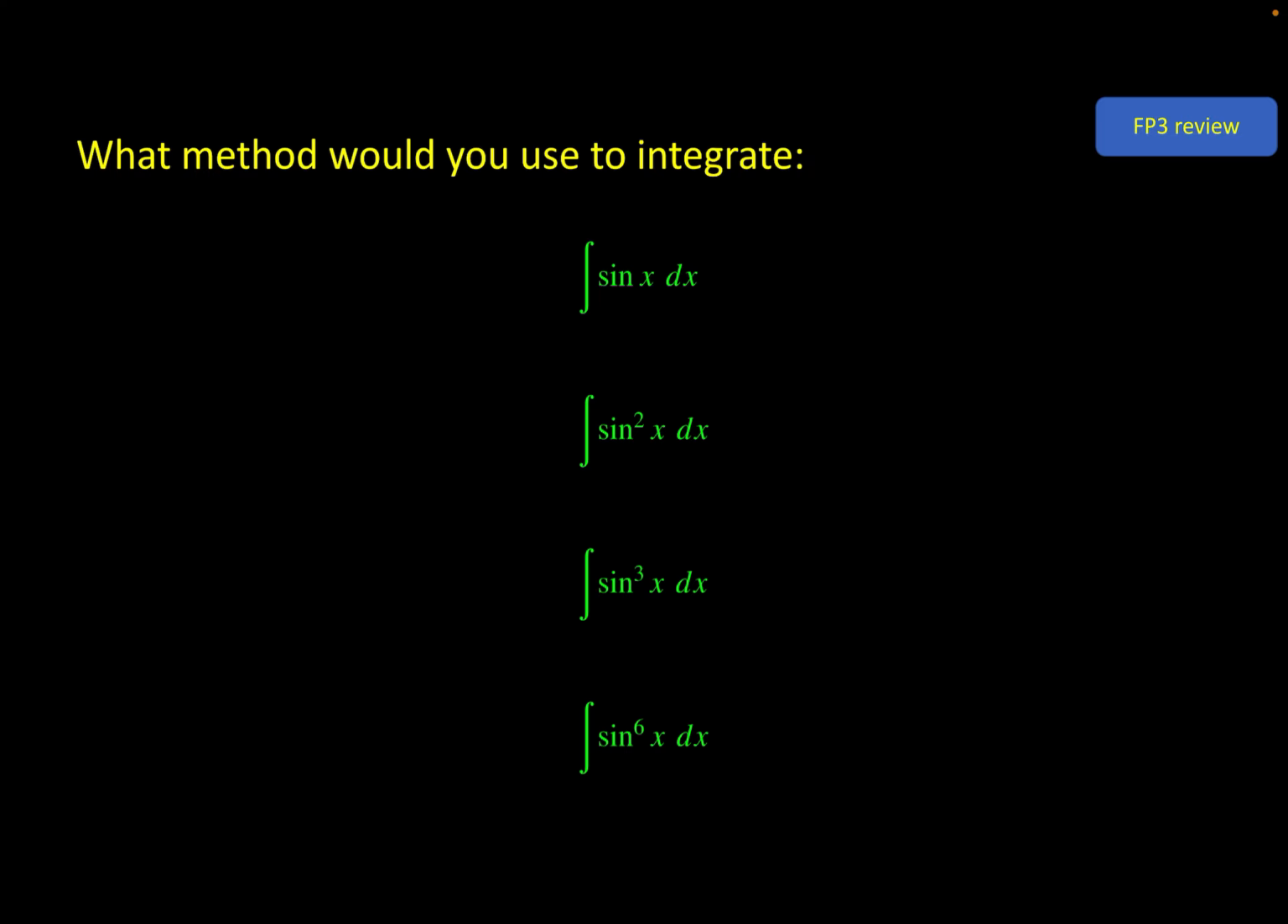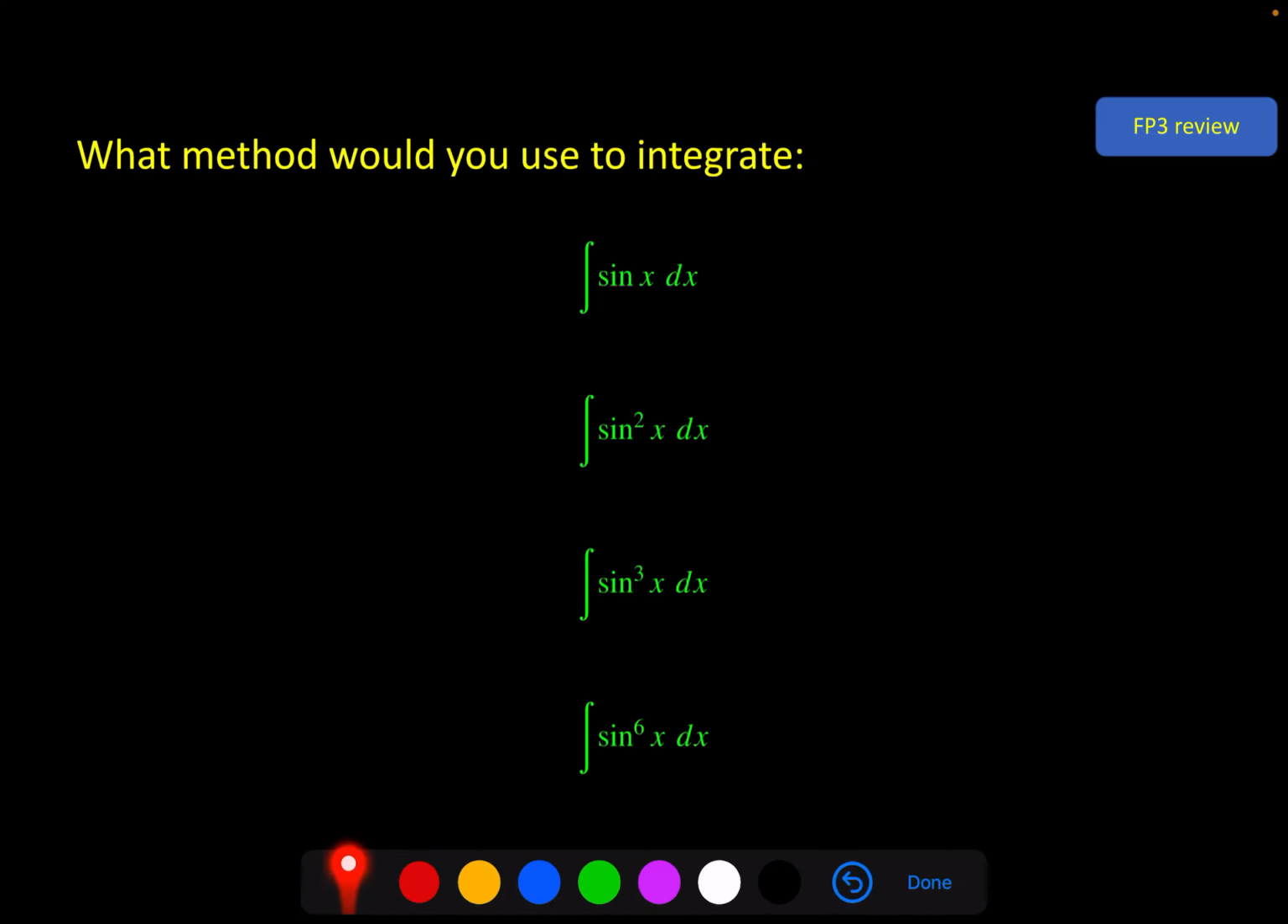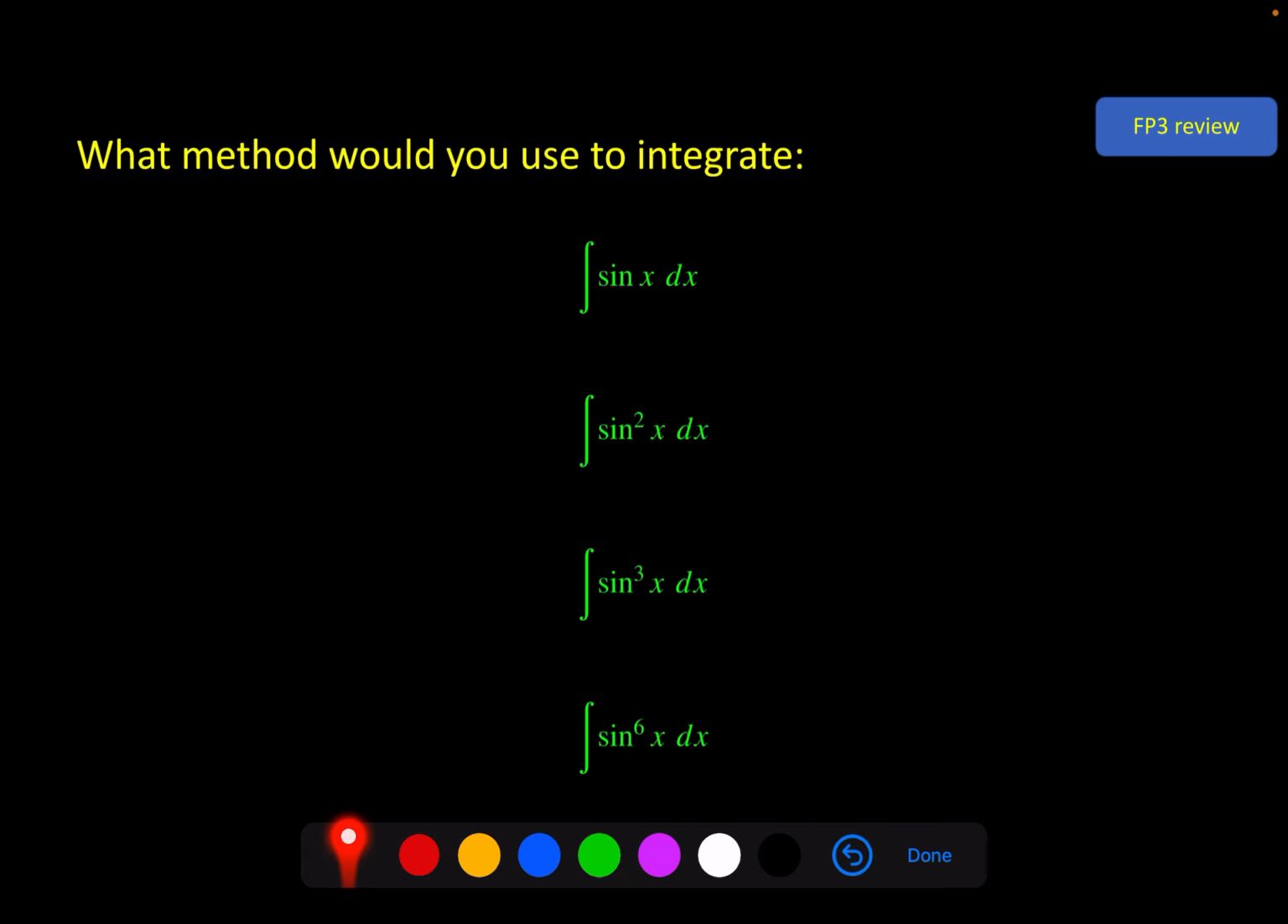Hopefully the first one is fairly easy. Direct integration from sine, you know the standard result. Sine squared, you probably thought use an identity, turn that into a cos 2x of some sort. Sine cubed we've talked about before, you can split this into a sine times sine squared and then replace the sine squared with a 1 minus cos squared, expand the brackets and use some standard results that we've talked about in previous videos.